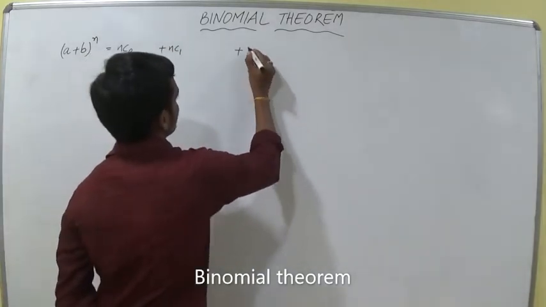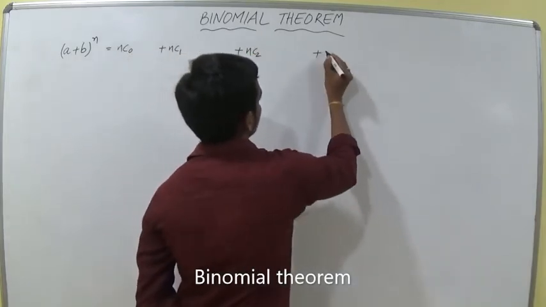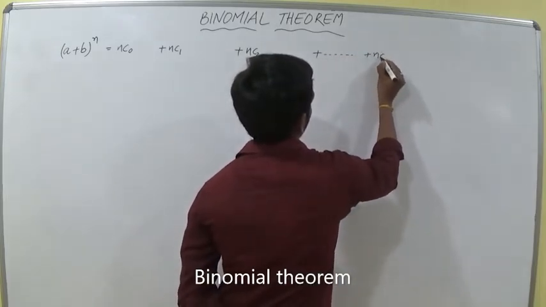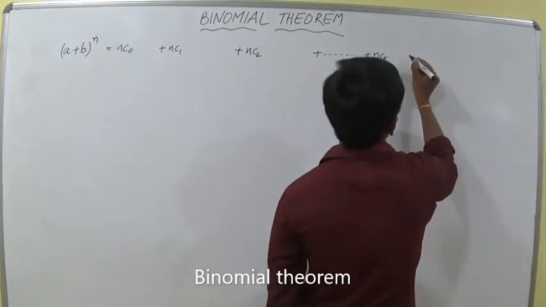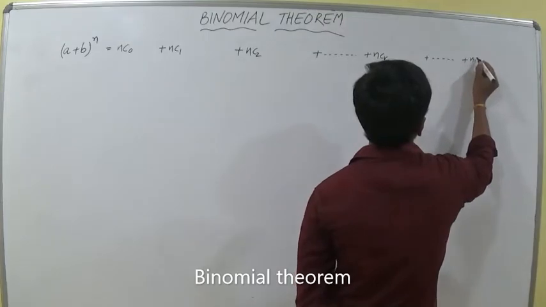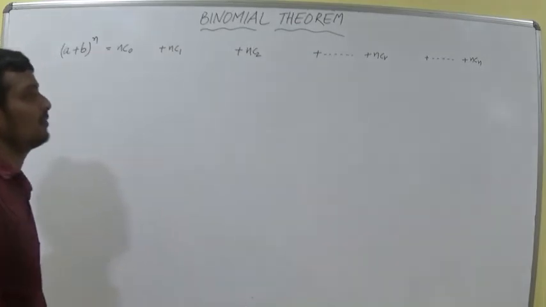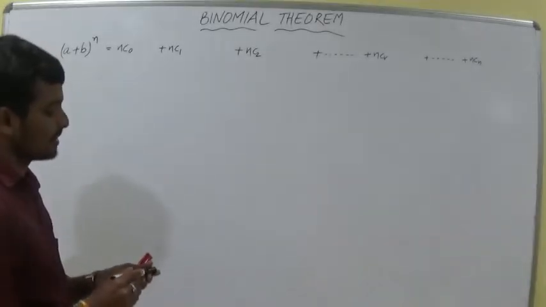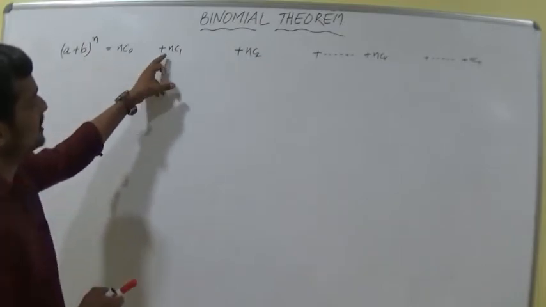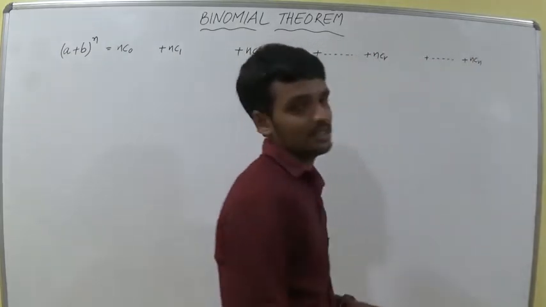So we are writing nC0 plus nC1 plus nC2 plus and so on nCr plus and so on plus nCn. These are the binomial coefficients. nC starts from nC0. The exponent is n, so nC0 plus nC1, nC2 and so on, nCr, and the last one is nCn.